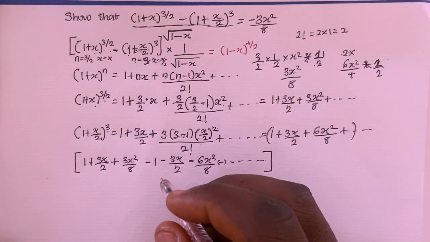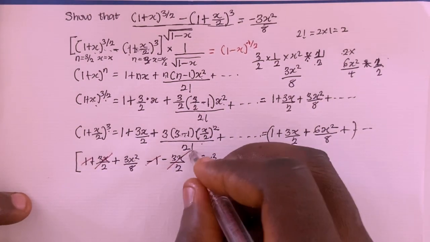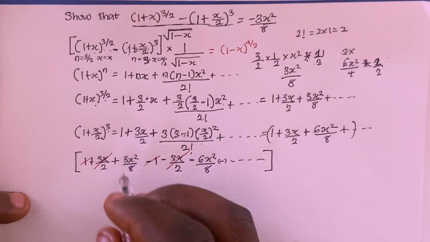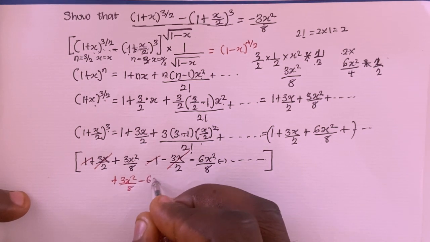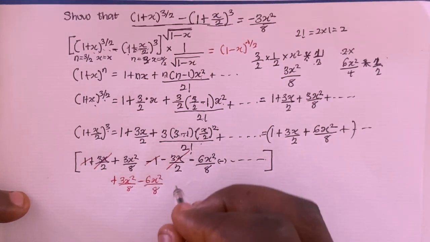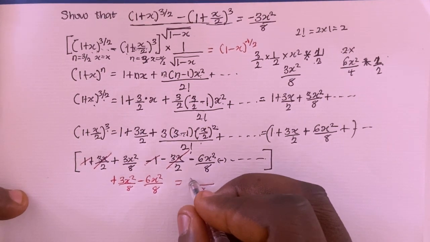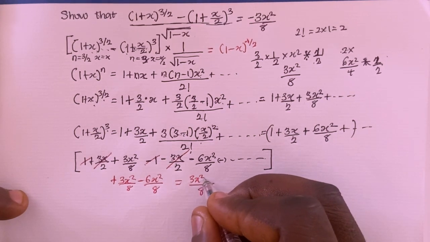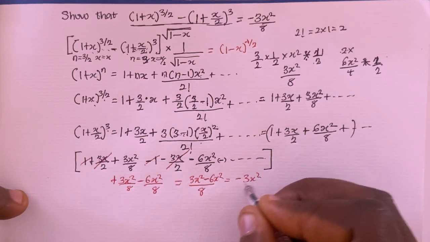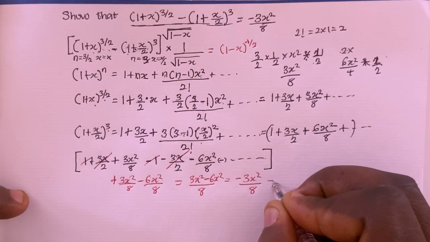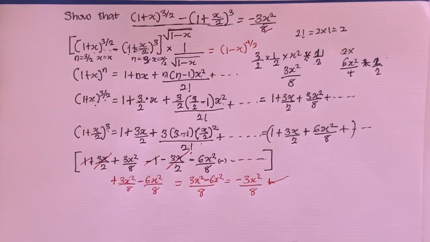So now let me just simplify this expression. Simplifying this expression, this minus 1 is going to cancel 1, then plus 3x over 2 is going to cancel minus 3x over 2. Then I'm having plus 3x squared over 8, then minus 6x squared divided by 8. So this is going to give me, over 8, 3x squared, then minus 6x squared. So this is actually minus 3x squared divided by 8, right? Minus 3x squared divided by 8. I've already gotten the answer. Look at this. It's something like this, but that's not what I'm going to do.